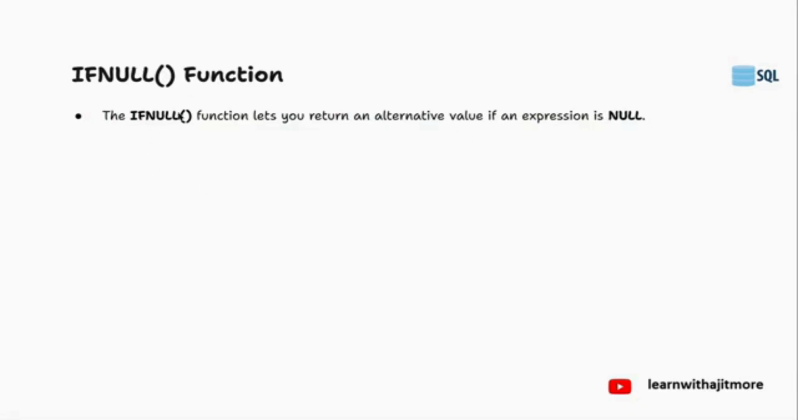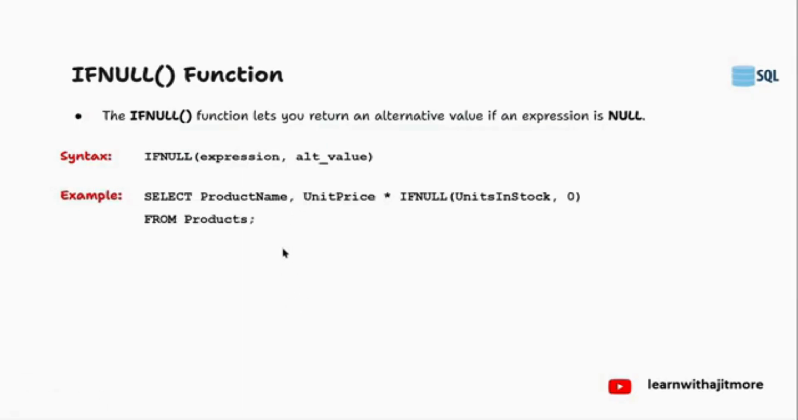See here, the IFNULL function lets you return an alternative value if an expression is null. I gave you just now IFNULL, expression, comma, alternative value. It will check whether that expression is null. If the expression is null, it returns the alternate. If it is not null, then whatever that not-null value is, that only is returned.